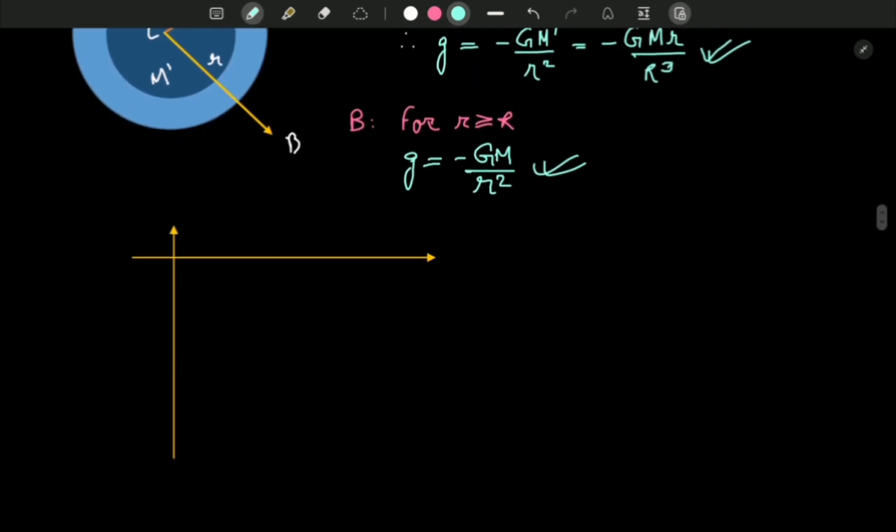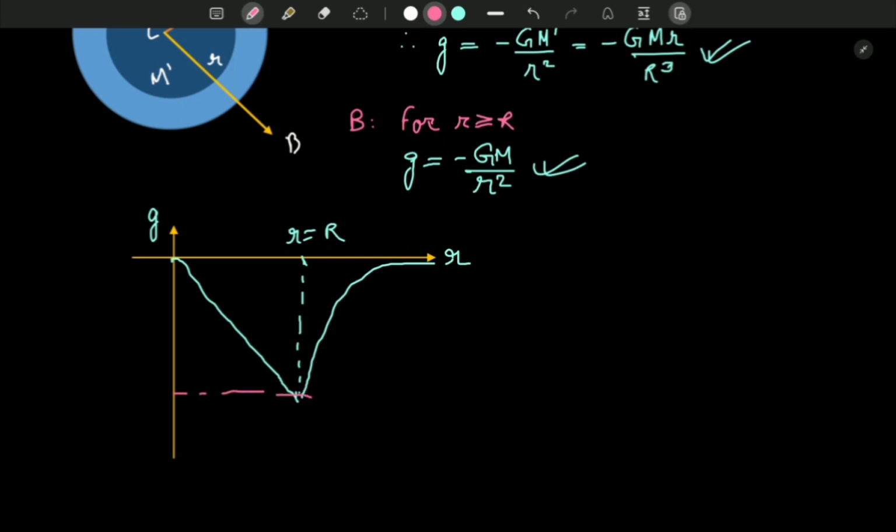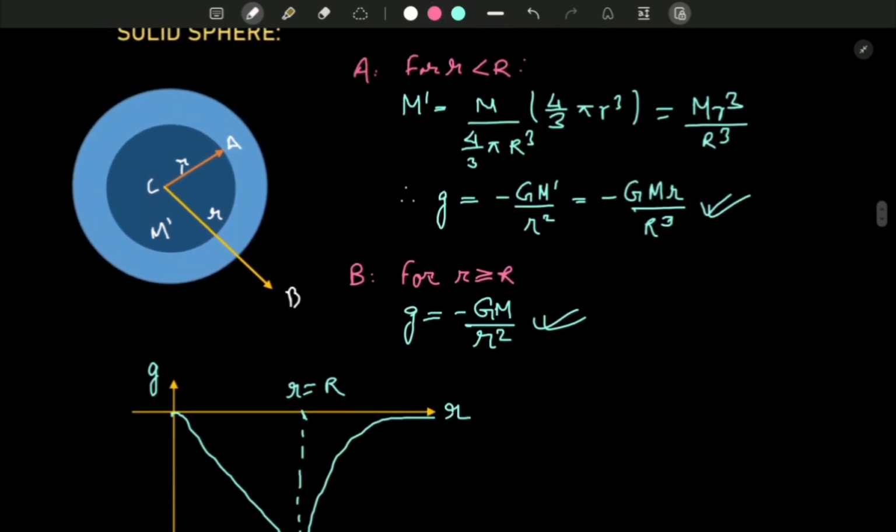Now let us try to plot them in the graph shown below. This is the G axis, and let this be the r axis. This point is r equals capital R. So it is directly proportional to r, and it is negative, so the slope is in this fashion. And if r is greater than or equal to capital R, it is inversely proportional to r square. So the graph is in this way, and here the gravitational field strength is minus GM by capital R whole square. So this is the gravitational field strength for both r greater than or equal to capital R and for r less than the radius of the solid sphere.